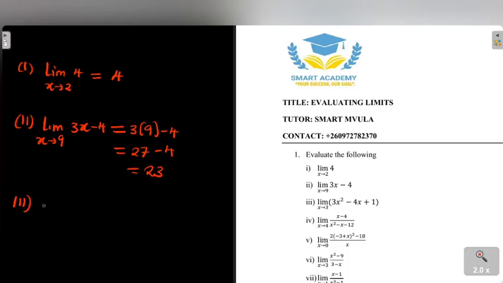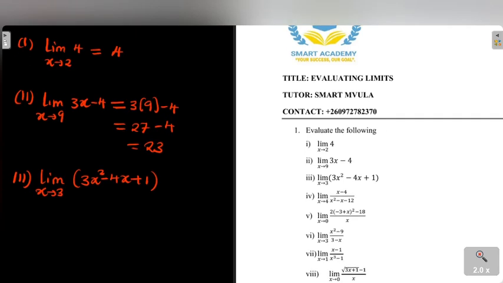Moving to part 3. For part 3, we have the limit of open brackets 3x squared minus 4x plus 1 as x approaches 3. So that's what we have. To evaluate this limit, what we have is a quadratic equation. We don't have any fraction. So for this one, we substitute directly as well. Where there's x, we'll put a 3.